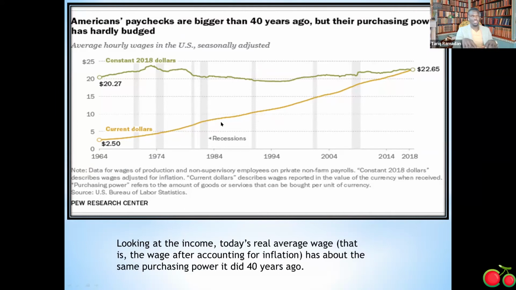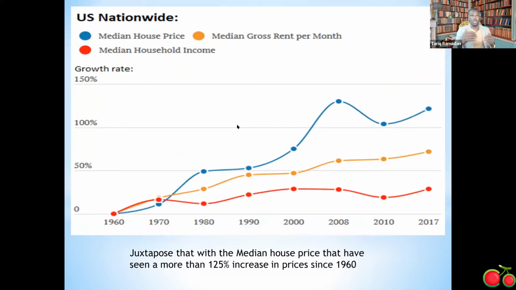Now, keep in mind, inflation this year, which is an invisible tax, is at 7%. Now, when you juxtapose that with the median house prices that have seen a more than 125% increase since the 1960s, there is a big gap between the two.